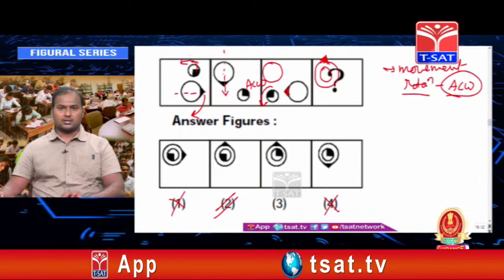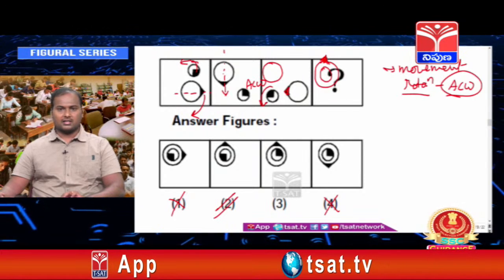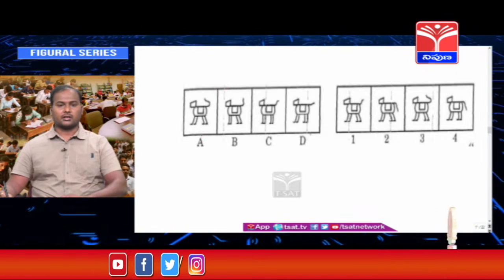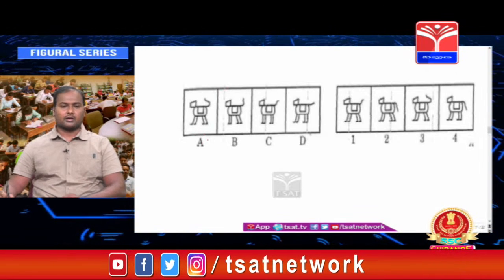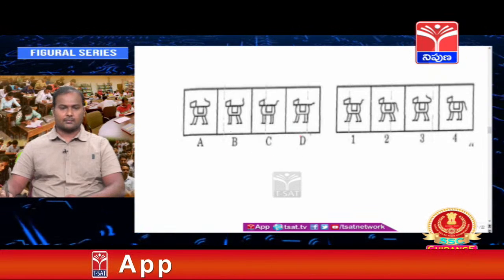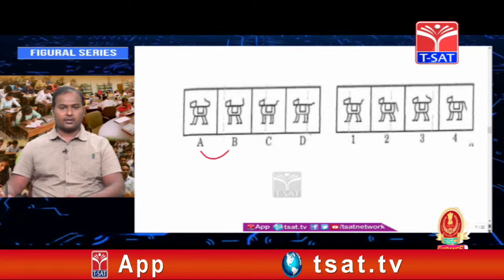So in this case, both the circles are moving as well as rotating. Next question. See here, a monkey is given. This particular monkey is changing from A to B, B to C, C to D, and we apply the change. So what is the change you can see from A to B?